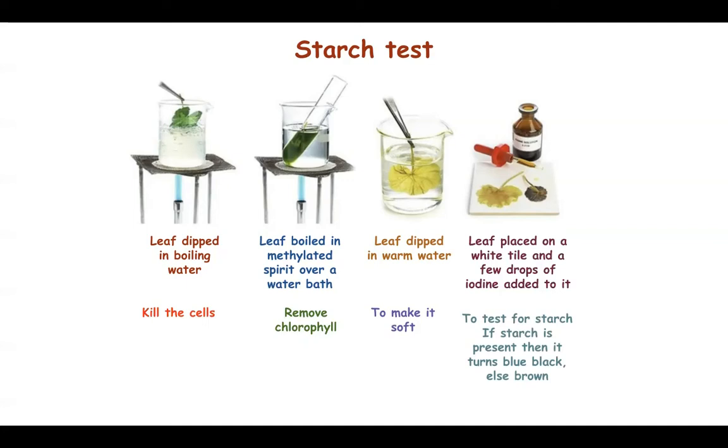Now, why on a white tile? So the color change is very clearly visible to us. If the leaf has starch, the leaf will turn blue-black. If it does not have any starch, the leaf will turn brown. So this is called the starch test. Whatever experiment is done, the starch test is conducted in the end.